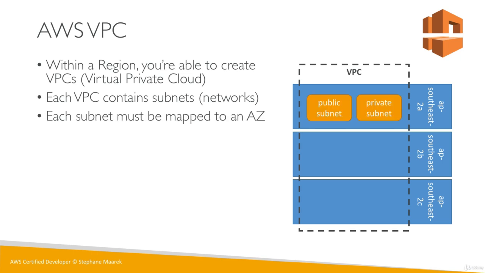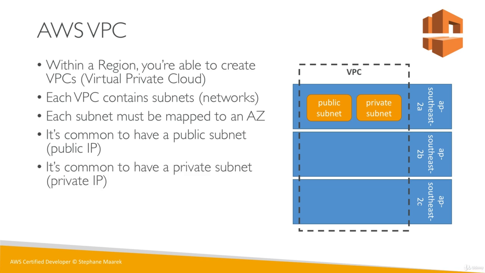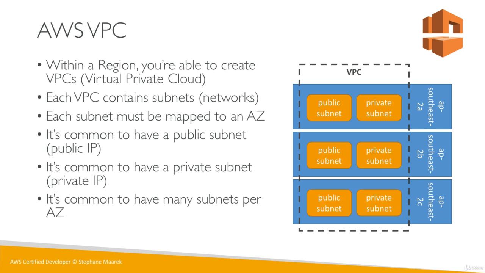So basically, if we take a look at this VPC, we have two subnets in AP Southeast 2A. We have a public subnet and a private subnet. It's very common to have a public subnet in your AZ, and it's very common to have a private subnet in your AZ. Basically, the difference is that the public subnet is accessible from the World Wide Web, whereas the private subnet isn't. It's also common to have as many subnets per AZ, and many subnets overall in your VPC. So this is a typical architecture you get for a VPC.